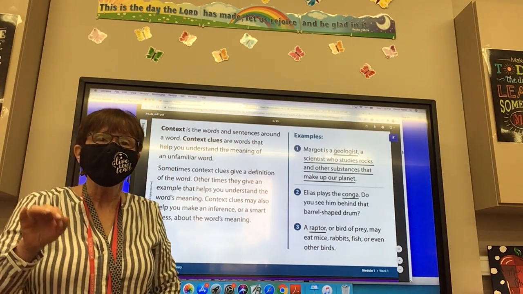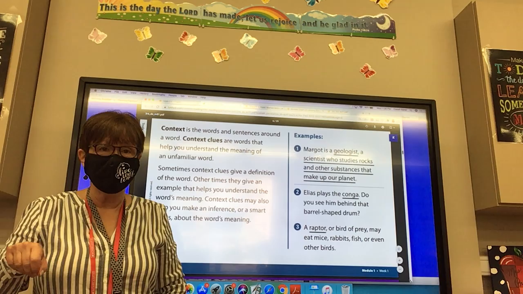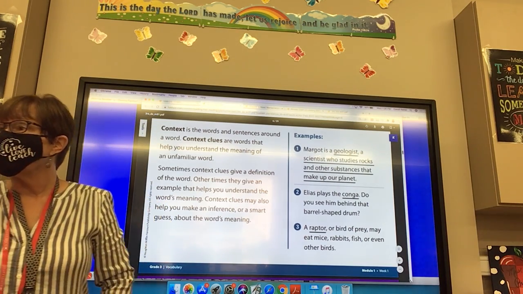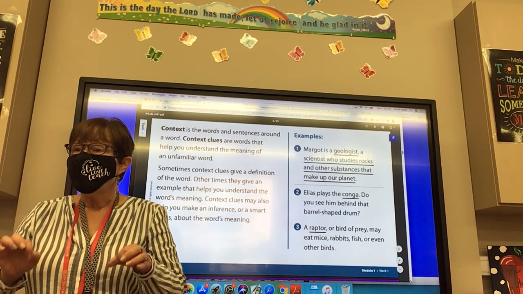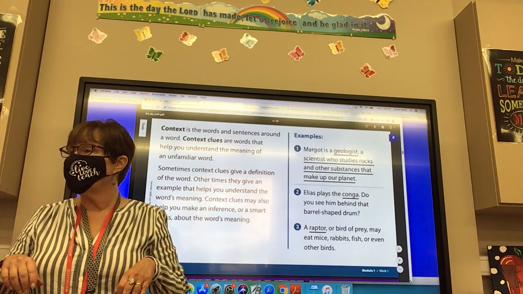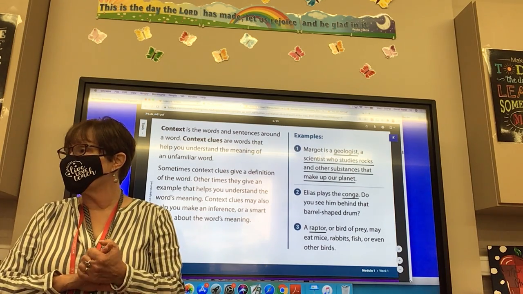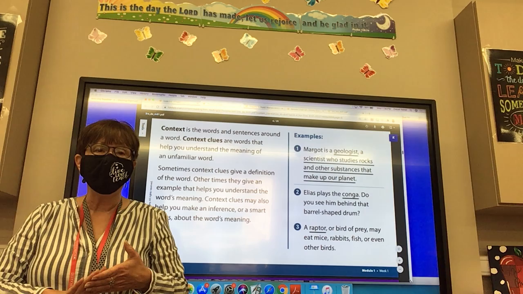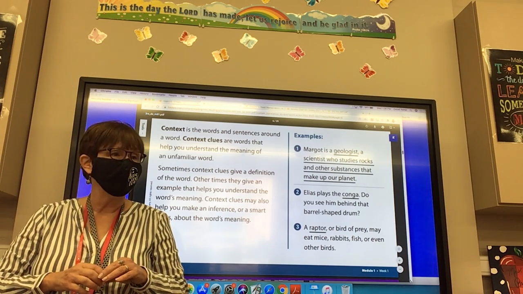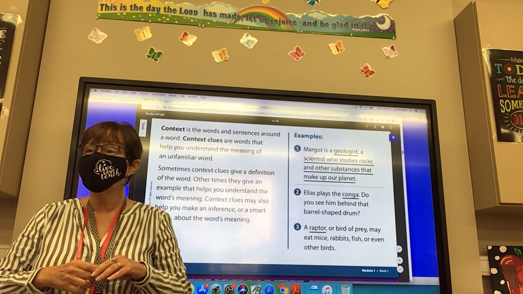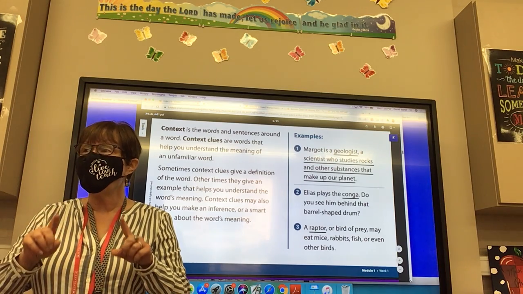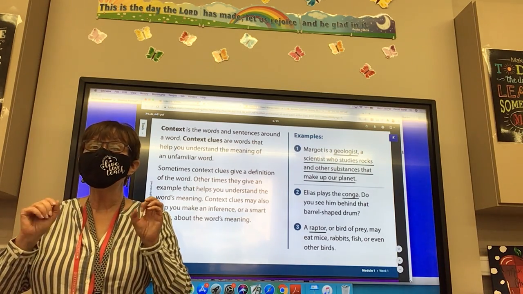Okay, boys and girls, we're going to be talking about context clues. Now, context clues are what we use when we're reading and we come across an unfamiliar word. Now, we talked about context clues last year. Who remembers talking about context clues last year? Oh, some people do, some people don't. Well, it's a good thing we're going over them again this year.